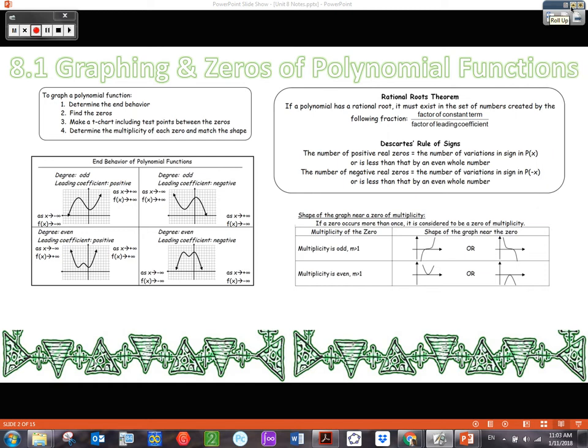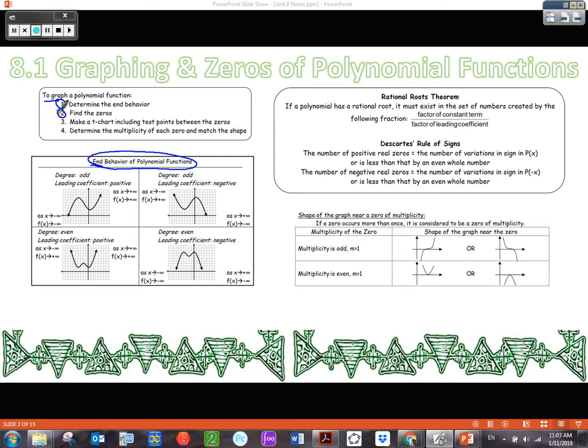Alright, so graphing. To graph a polynomial function, we're going to look at a few things. First of all, we're going to determine the end behavior, and these are the indications of end behavior, which I'll get to in just a moment. So we'll do that first. We look at end behavior. Then we would find the zeros of the polynomial. Next, we would make a t-chart, including test points that are between the zeros.